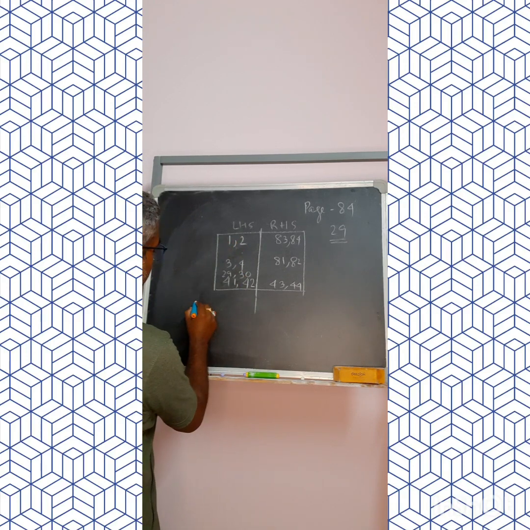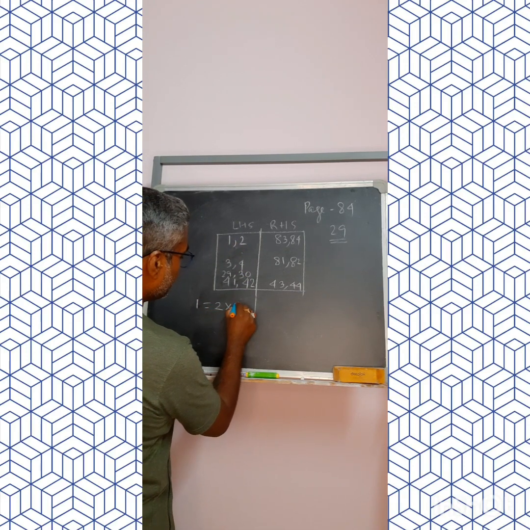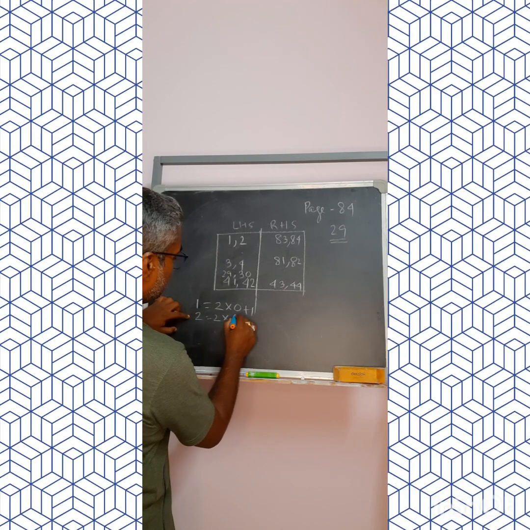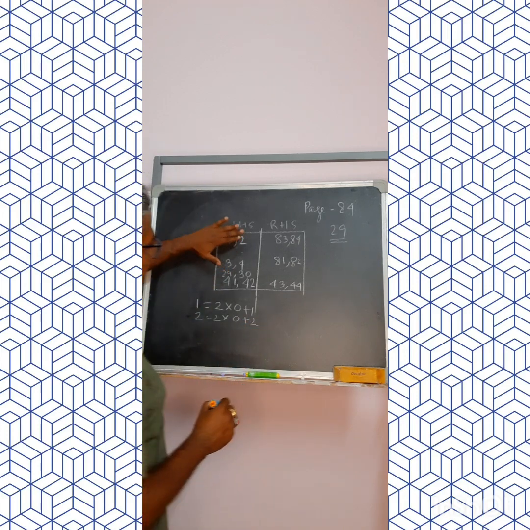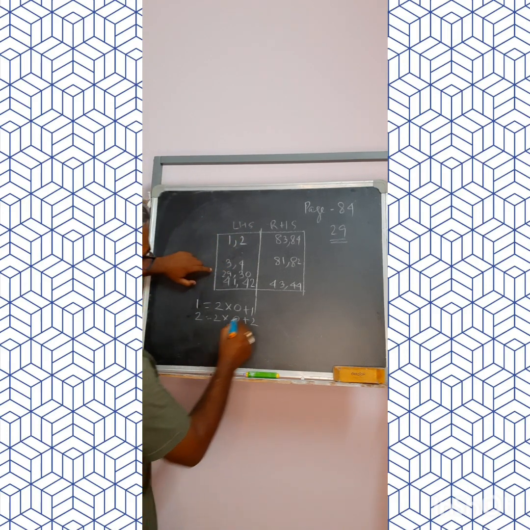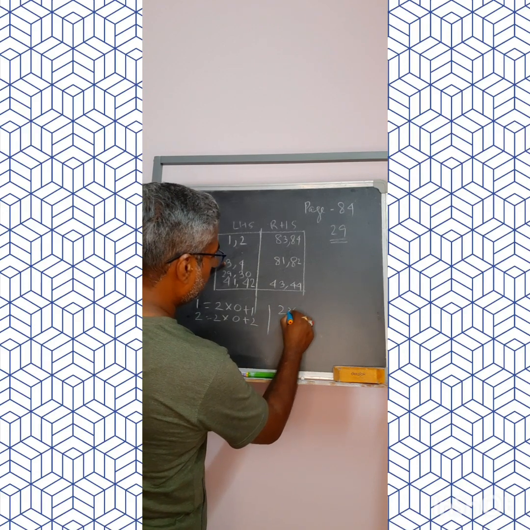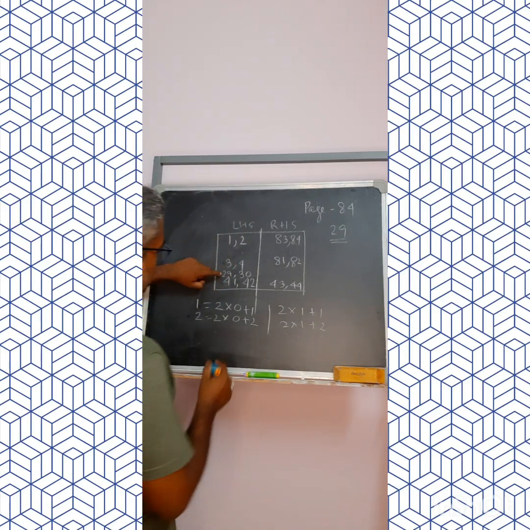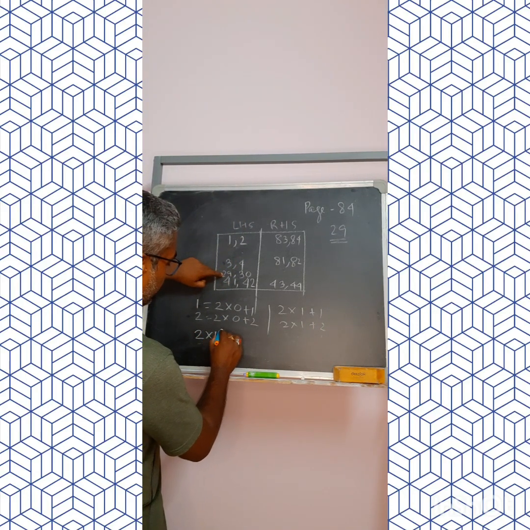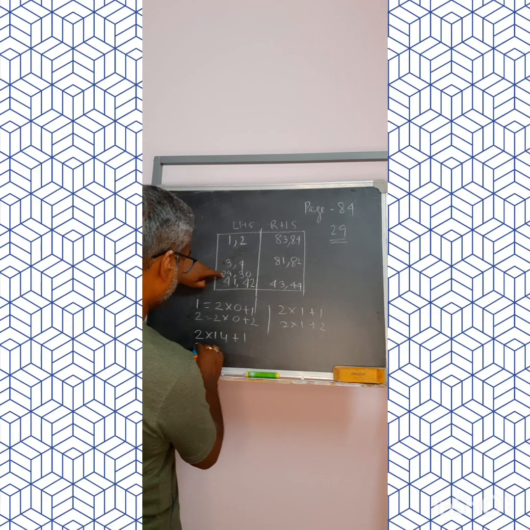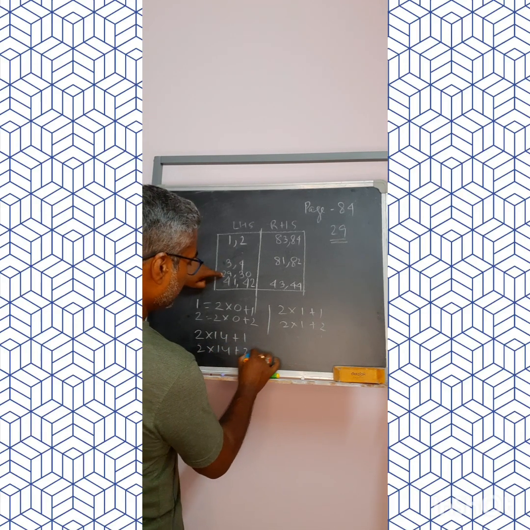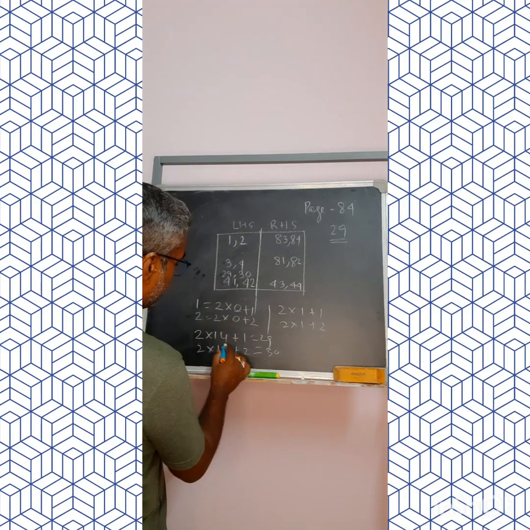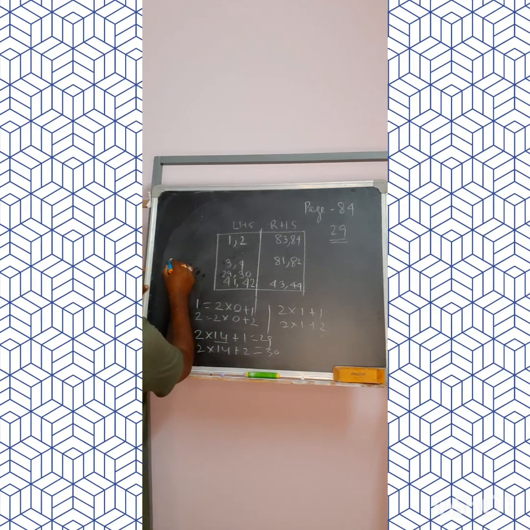If I see the pattern, 1 we can write as 2 into 0 plus 1, to establish some formula, and 2 is 2 into 0 plus 2, for the first page. The same thing, if I follow here, will give 2 into 1 plus 1 and 2 into 1 plus 2. So in similar fashion, 29 will be 2 into 14 plus 1 and 2 into 14 plus 2. It will give the result 29 and 30. So if I start from 0, I am reaching up to 14. So total number of pages is 15 leaves.